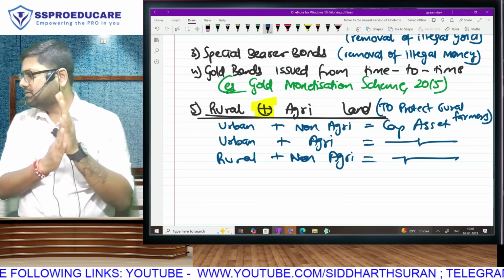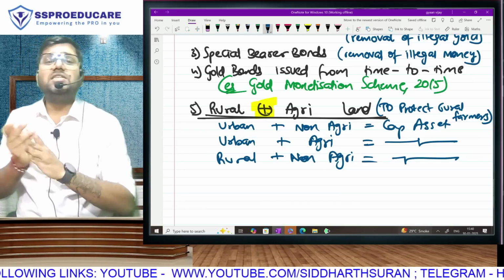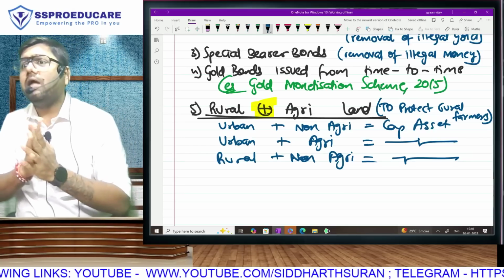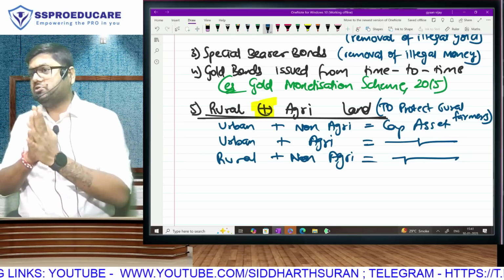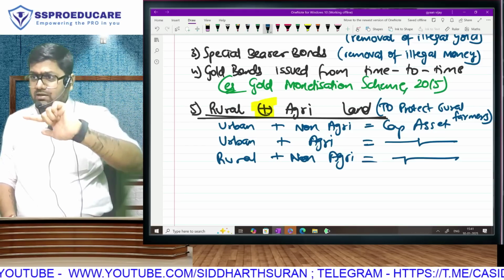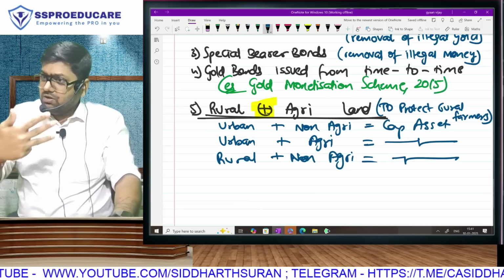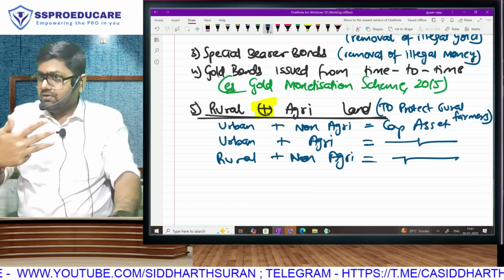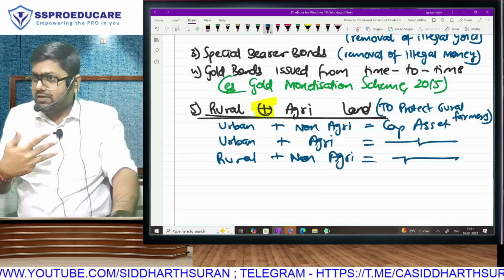You want to guess? Sell the gold, sell the land, repay the loan and commit suicide. Understand the chronology. Crop failure, sell land, repay the loan and suicide. So the farmer sells the land and goes for suicide.